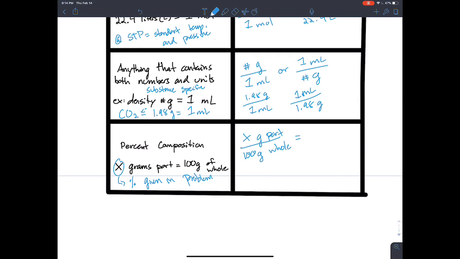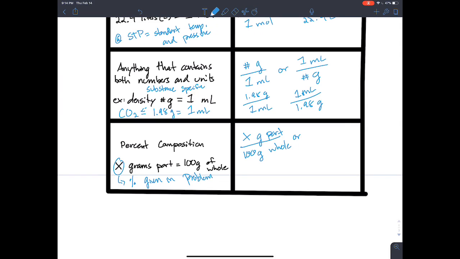Or, but equals works too, because it's saying the same thing. Or 100 grams of the whole per X grams of the part. Okay, so that is telling you a percentage is out of 100 always. So you can break that. If you have 100 grams of something, it's easy to know. If you have 100 grams of a compound and 22 of those grams are nitrogen, then you know that it's 22% nitrogen. That's what this is saying.